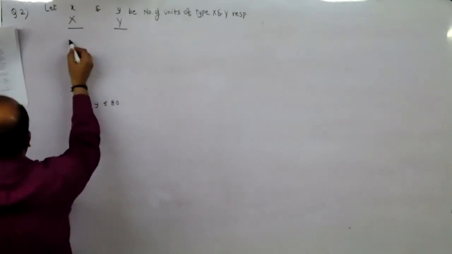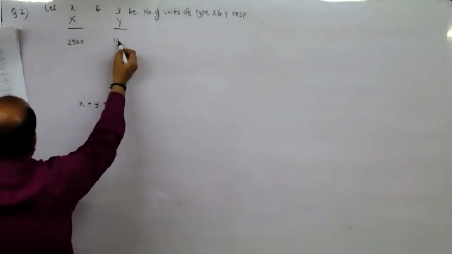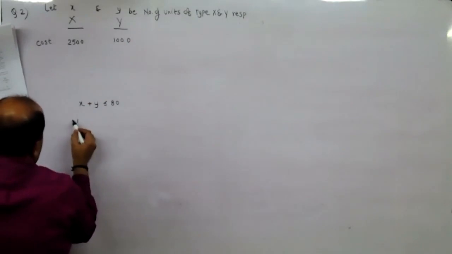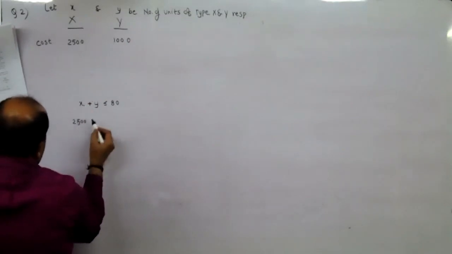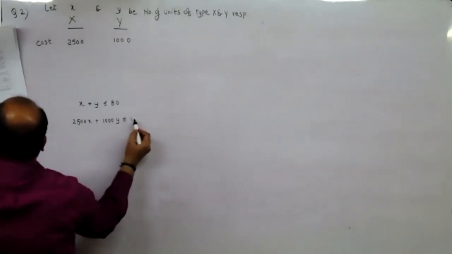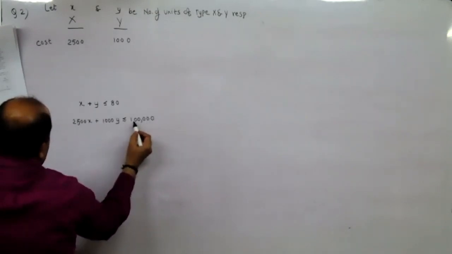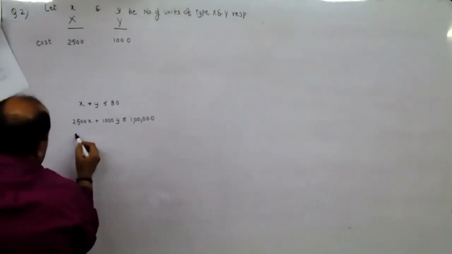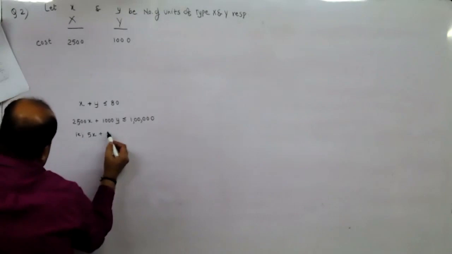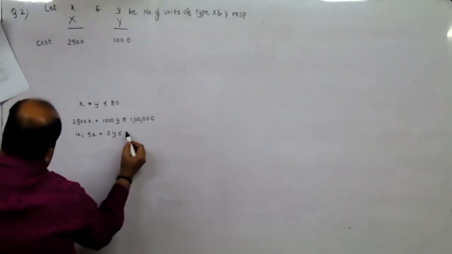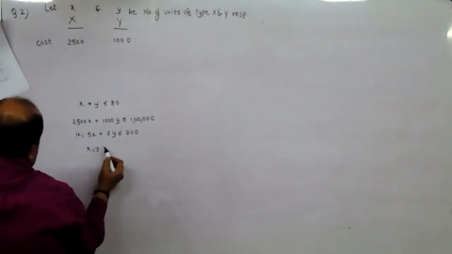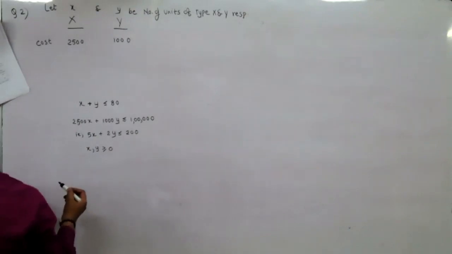The cost per piece of X is 2500. Cost per piece of Y is 1000 rupees. So therefore, I can say 2500 into X plus 1000 into Y should be maximum 1 lakh rupees. When I divide by 500, I get 5x plus 2y less than or equal to 200. X and Y should be greater than or equal to 0. It cannot be less than 0.